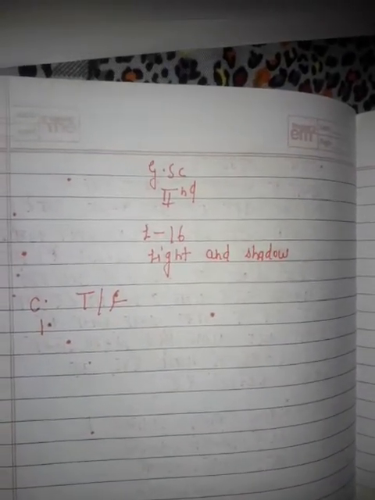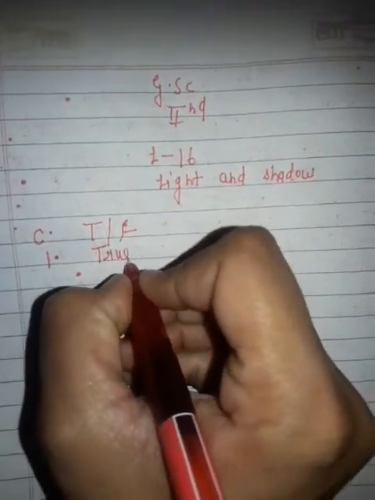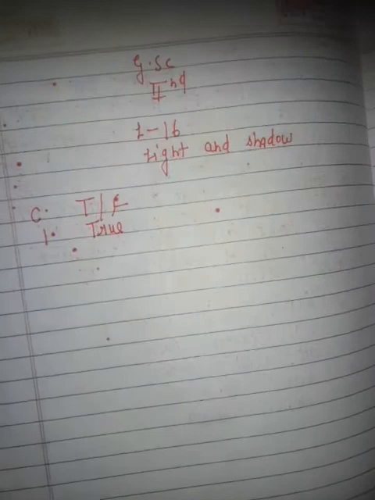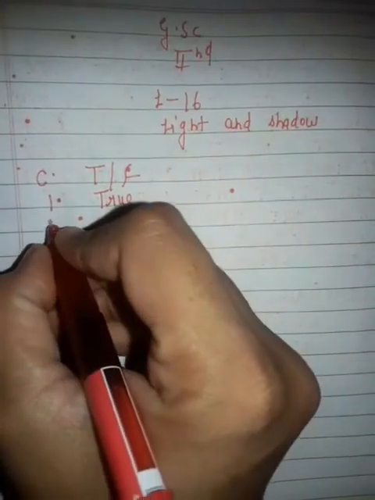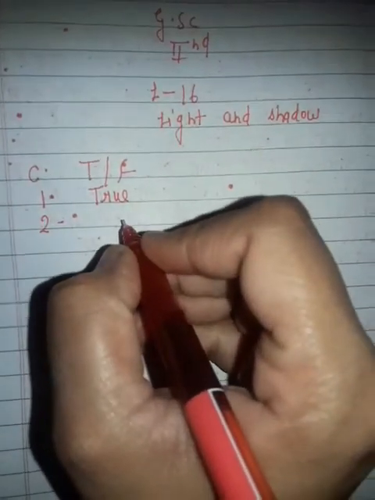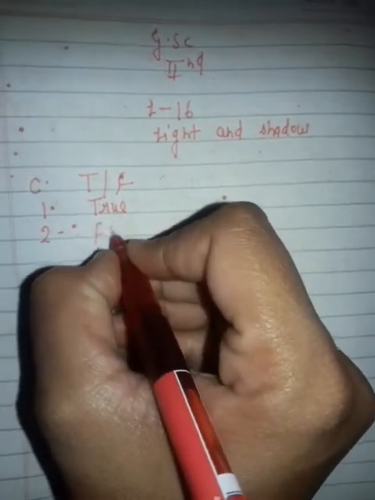Shadows always fall on the opposite side of the light source. True. Second one, shadows remain the same in length at different times of the day. False.